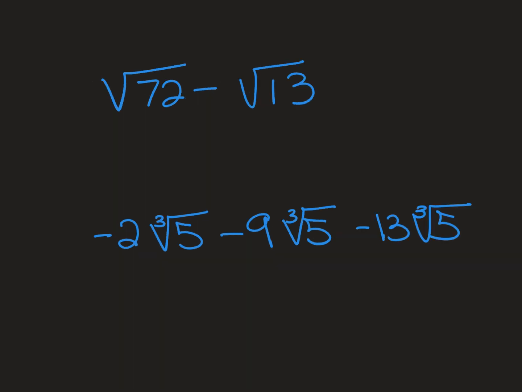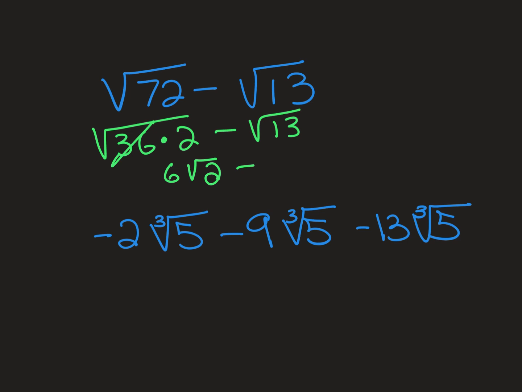The square root of 72 minus 13. Square root of 72, I can definitely break that up into 36 times 2. 13, unfortunately, there are no perfect square factors embedded in that number. Square root of 36 is 6. Got the 2. Now, unfortunately, when I simplified this one, there were no like terms. So that is your final answer for that one.